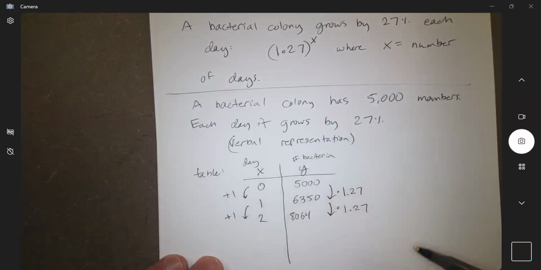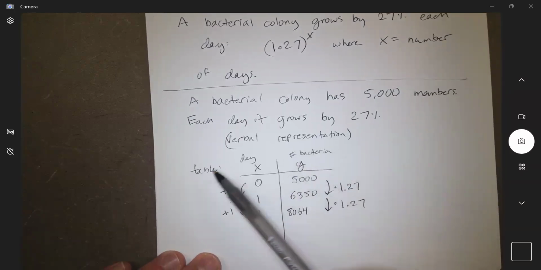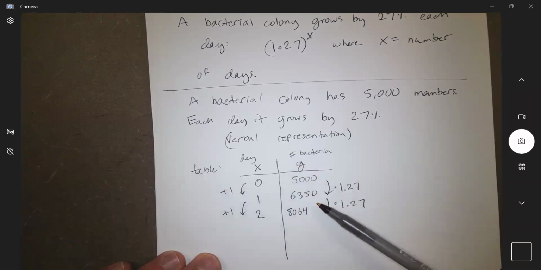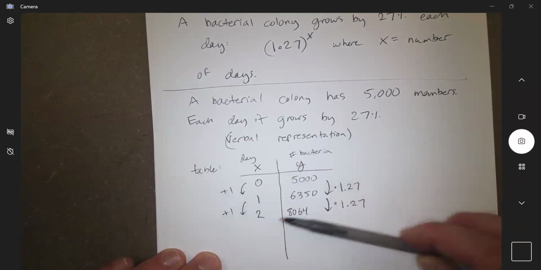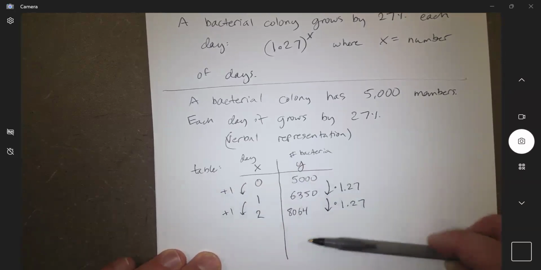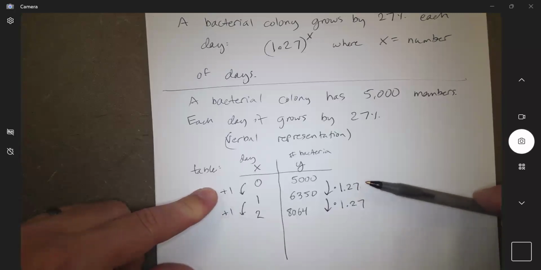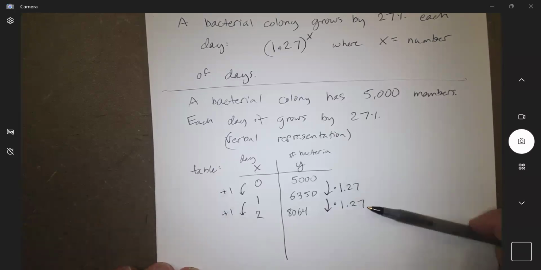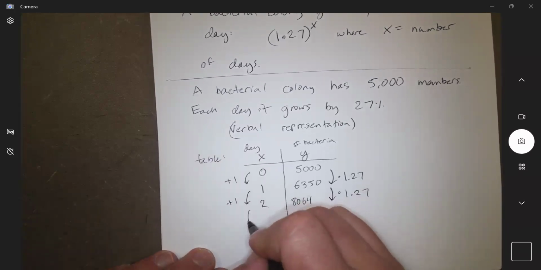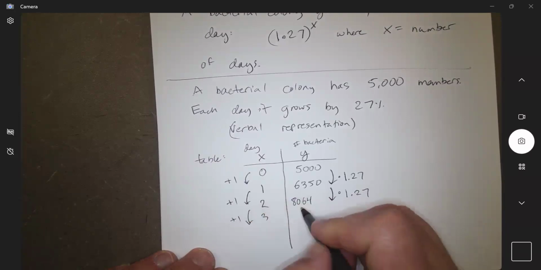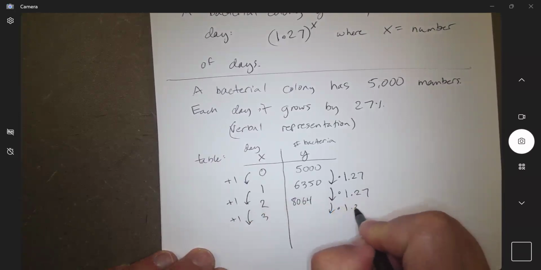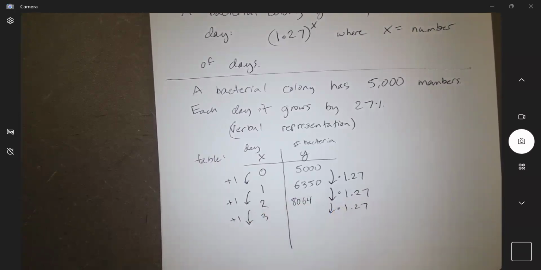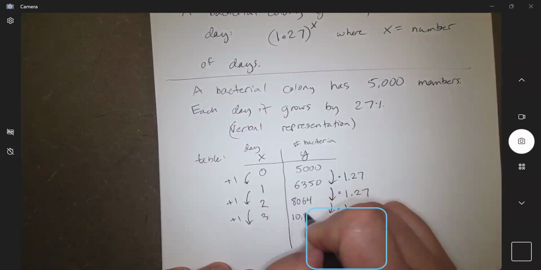So this is how we would represent an exponential function with a table. You have your inputs on one side and your outputs on the other. And I like to annotate it by showing that repeated multiplication. If we go one more, we're going to multiply by 1.27 again. We get 10,242 approximately.